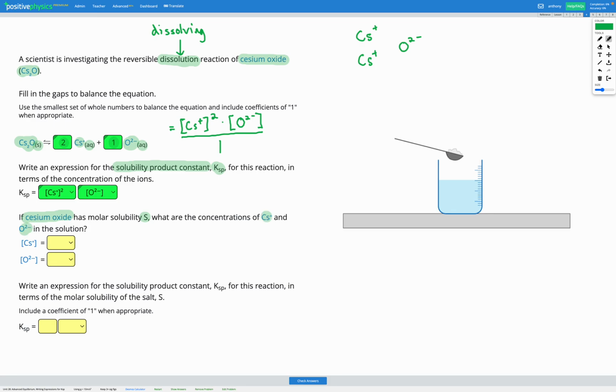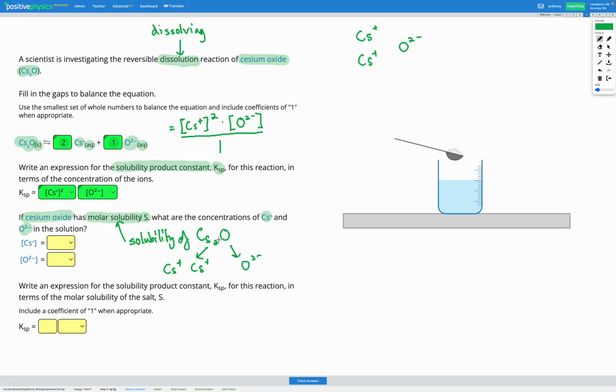Okay, next we're told if cesium oxide has a molar solubility S, what are the concentrations of Cs+ and O2- in the solution? Molar solubility tells us the solubility of Cs2O, the solid. So how much of that is going to dissolve? Remember, if Cs2O dissolves, that gives us 2 Cs+ ions and 1 O2- ion.